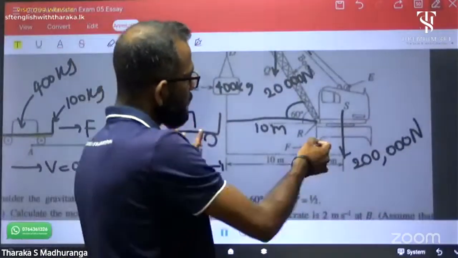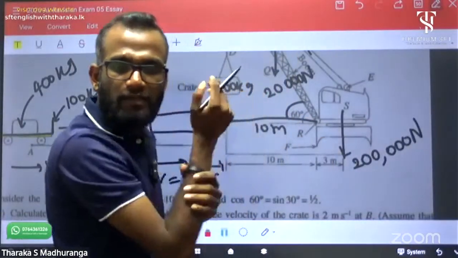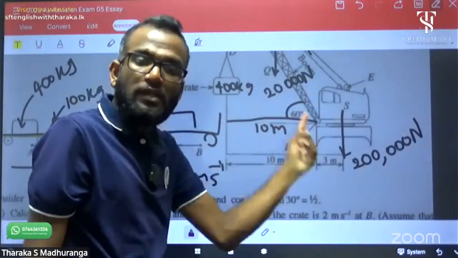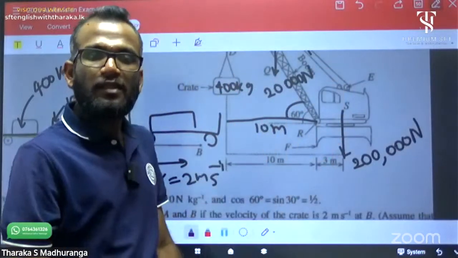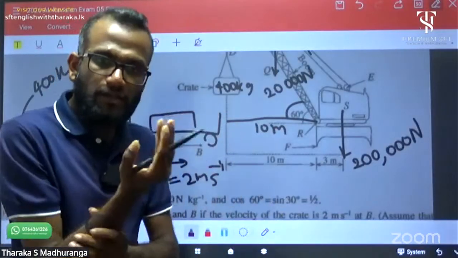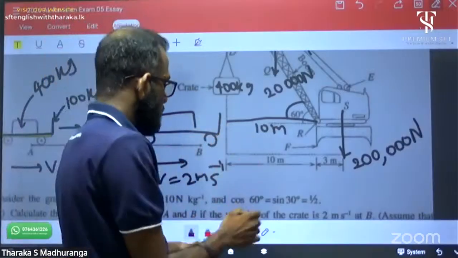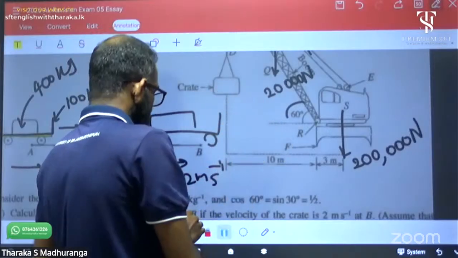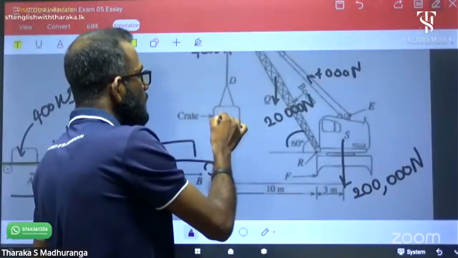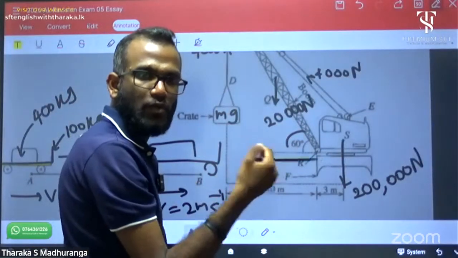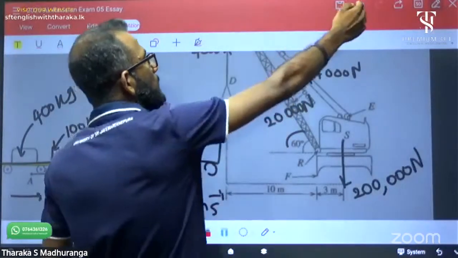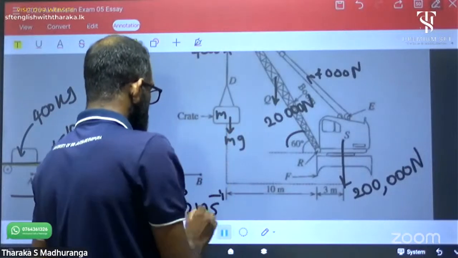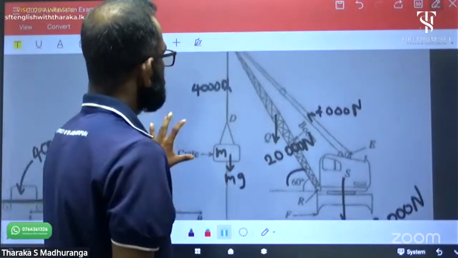Think this is F. If we increase the crane mass more than a certain level, this entire system will be toppled around the F point. The maximum limit is what it's asking. Now I am going to erase all this data because it is not related to the 4,000 crate. Now it is mg because we don't know what the weight is. Mass m and weight mg, right? We don't need this crate anymore.